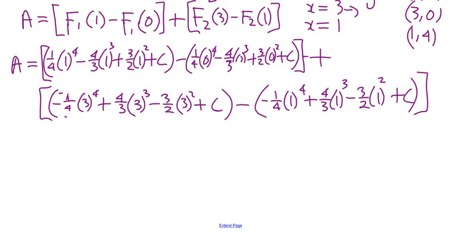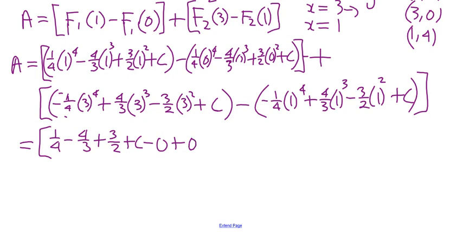So, next line, I would probably leave the square brackets in place and just work out. I mean, this one's trivial, right? Because it's 1s and 0s. So that's equal to, so let's do the square brackets. I've got 1/4 minus 4/3 plus 3/2 plus c minus 0 plus 0 minus 0 minus c.